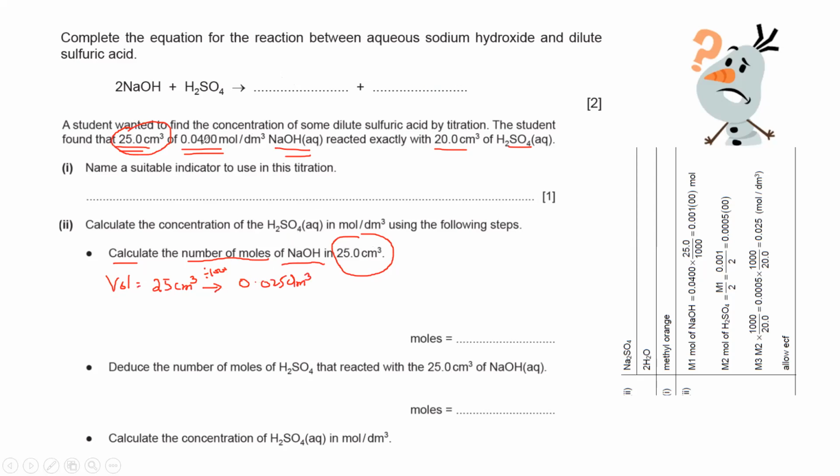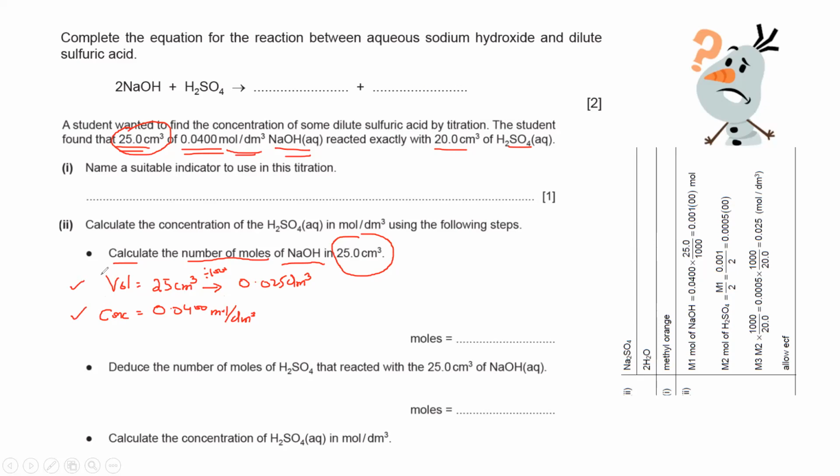And what about the concentration of sodium hydroxide given in the question? It has a concentration of 0.0400 mole per dm cube. So this is the concentration. I am writing CONC, which equals 0.0400 mole per dm cube.